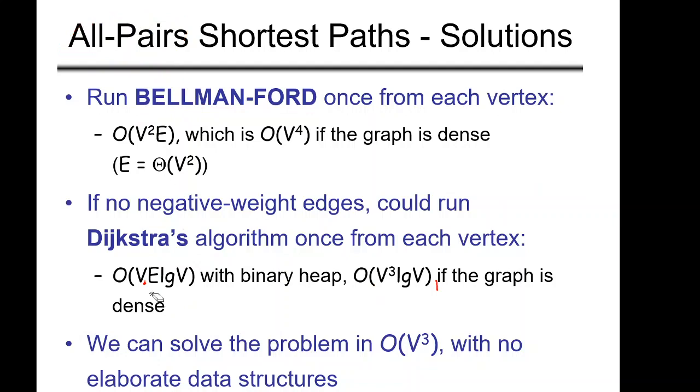So this is how we can solve the all pair shortest path problem by using existing single source shortest path algorithms. But there exists an algorithm which can solve this problem in order of V cube time, so we can remove the log factor also. Even if there are negative weights, we can still solve this problem in V cube time. That we will see in our next video. Thank you.